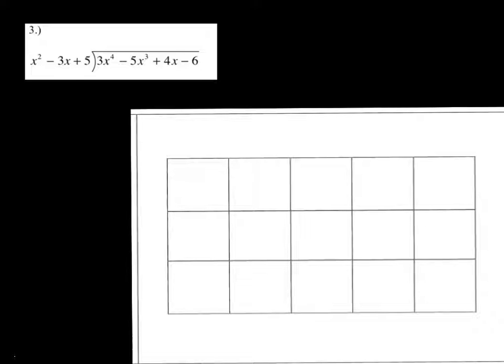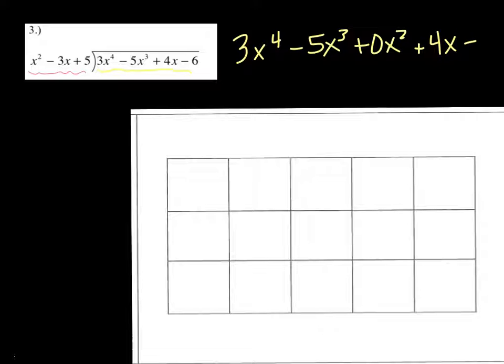So what you're dividing by is x squared minus 3x plus 5. That's good to go. We have your x squared, your linear term, and then your constant. But for the second part, the 3x to the fourth minus 5x cubed plus 4x minus 6, we're missing a squared term. So I'm just going to rewrite this so we remember as 3x to the fourth minus 5x cubed plus 0x squared plus 4x minus 6. So remember, we're not writing that part down. We're using that to fill out our problem.